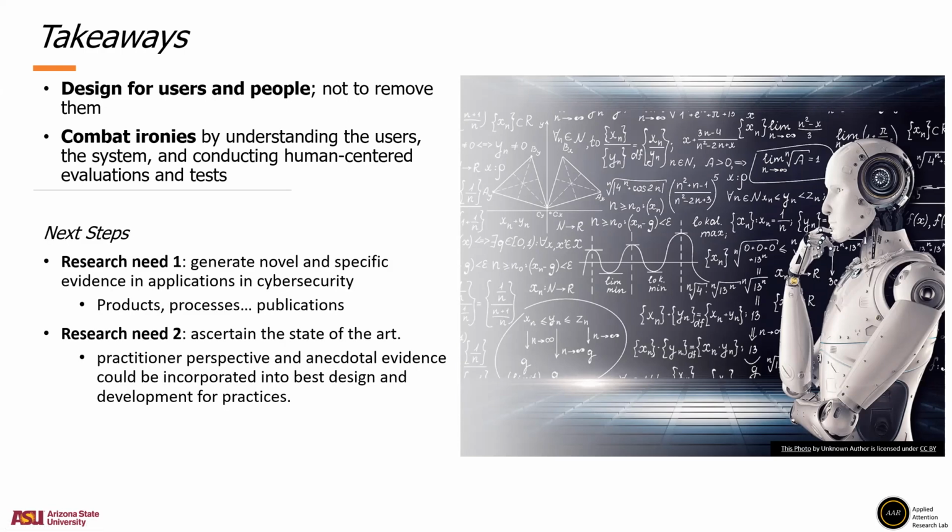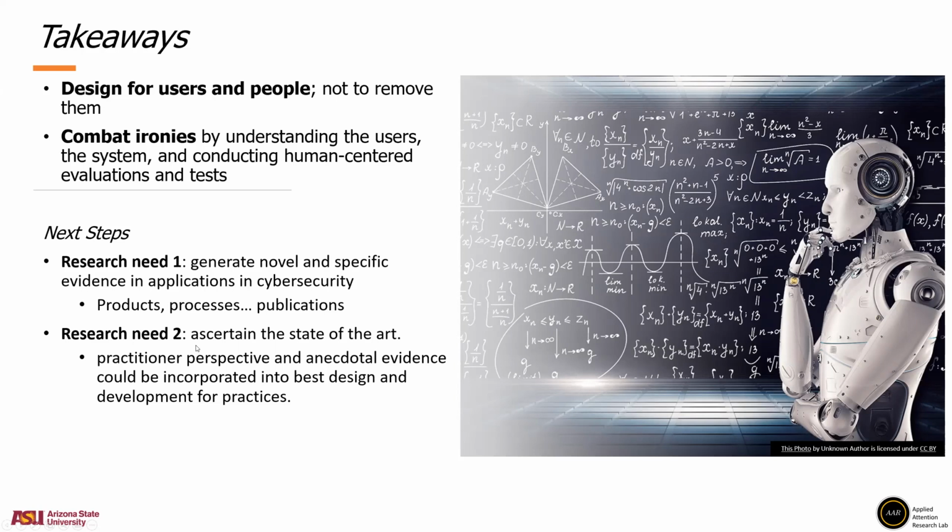And to that point, we recognize that to really see this vision through, there's some more research needed. A big research need is simply to generate the novel and specific evidence for these types of applications in cybersecurity. So we're very interested in knowing what products are out there that are indeed automating parts of the job, what kinds of processes they're automating, and of course publications on that. You know, vendors tend to have this type of information, but it's largely internal. And so it's hard to develop a field of inquiry around this because some of the information simply isn't out there. And we need that.